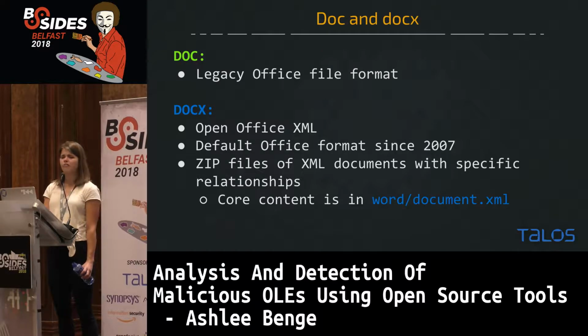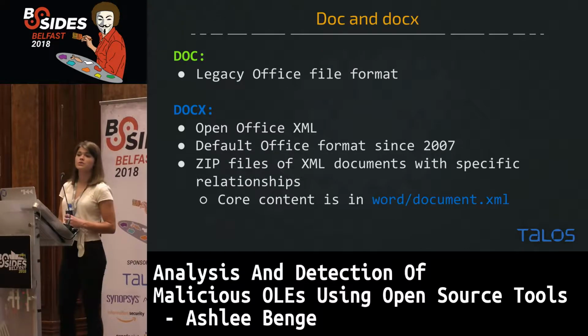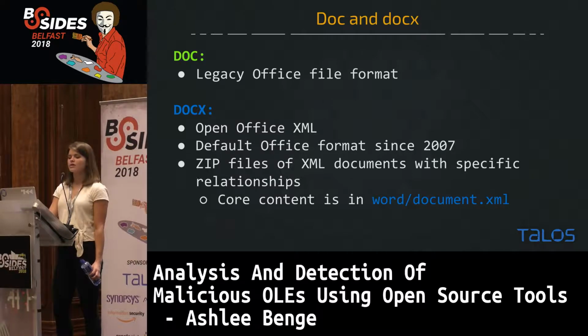The more interesting file formats are Doc and Docx files, which you see more often. Doc is the legacy Office file format, whereas Docx is the newer one since 2007. Docx is actually just a zip archive of XML files that has a particular structure. And the one that we really care about in this case is word/document.xml. That's usually where you would see, at least in what I'm going to talk about, something that would be relevant to an exploit.